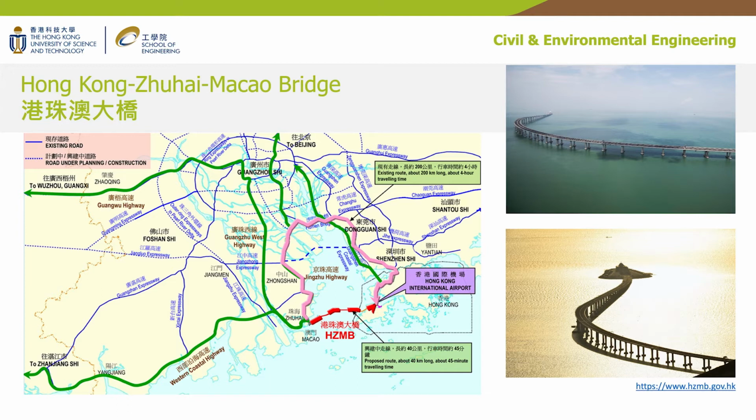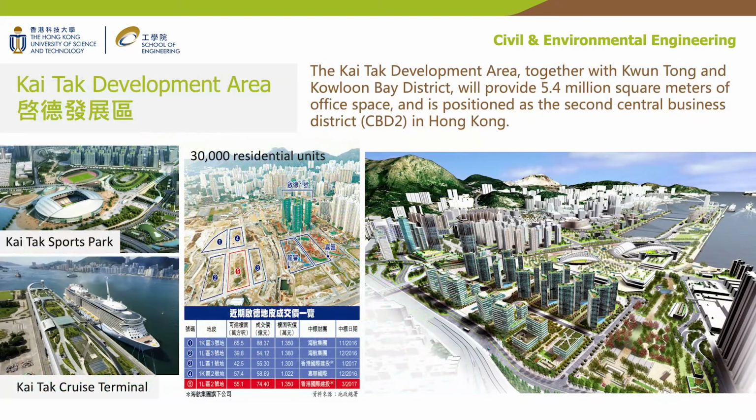It greatly reduces the travel time from Hong Kong to Macau and Zhuhai. If you have been to the bridge, you will be amazed by what civil engineers built. The Kai Tak development area, together with Kwun Tong and Kowloon Bay district, will provide 5.4 million square meters of office space and is positioned as the second central business district, CBD2, in Hong Kong.